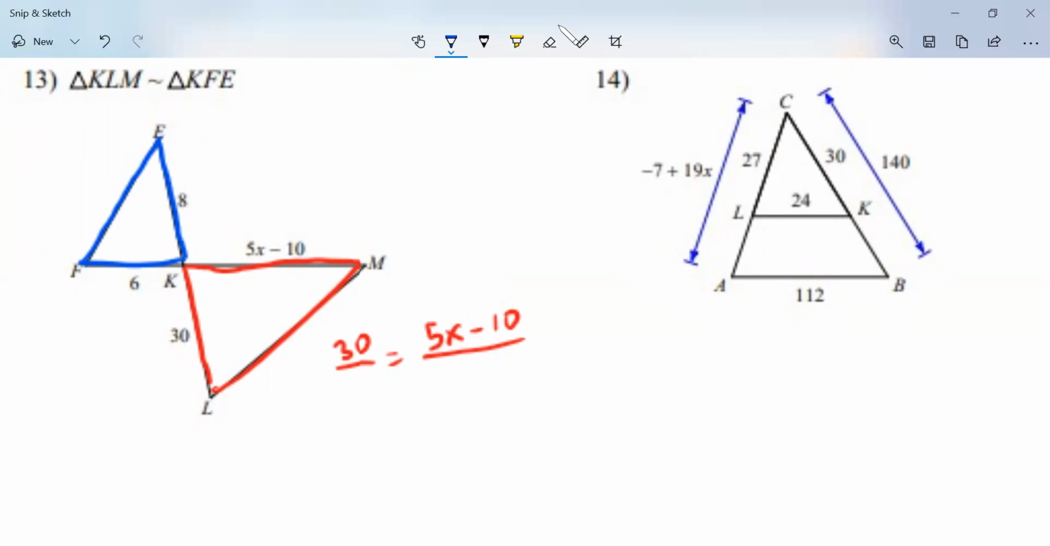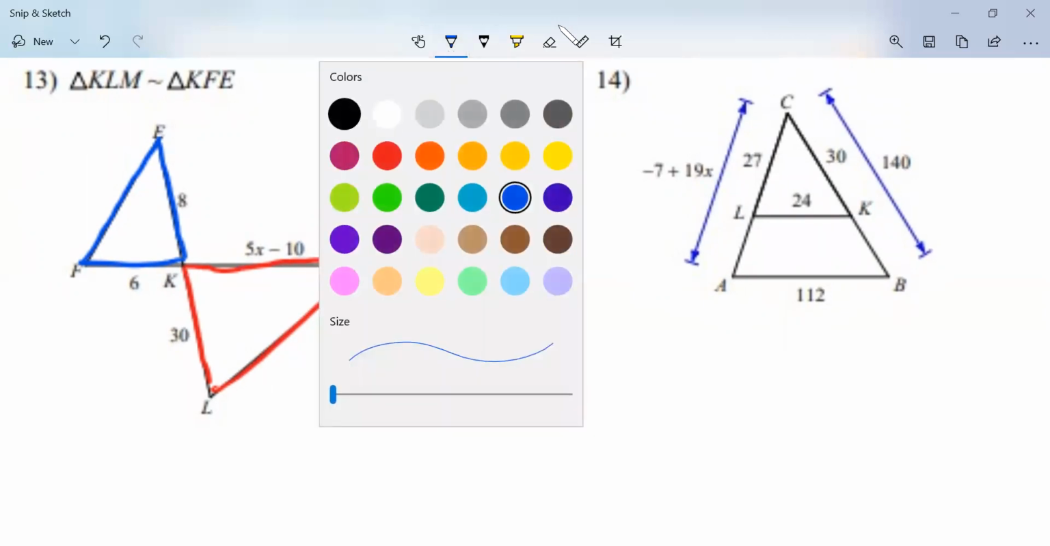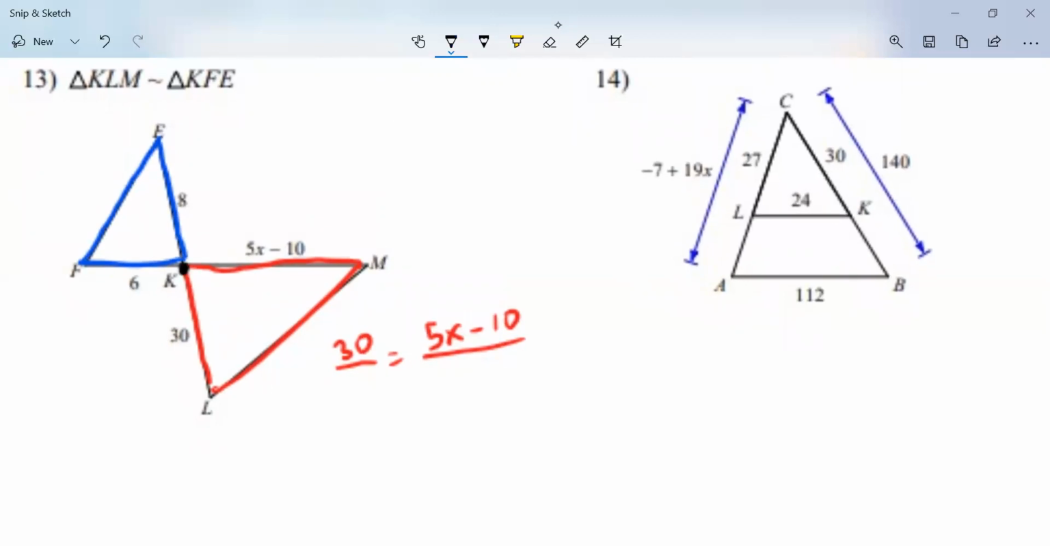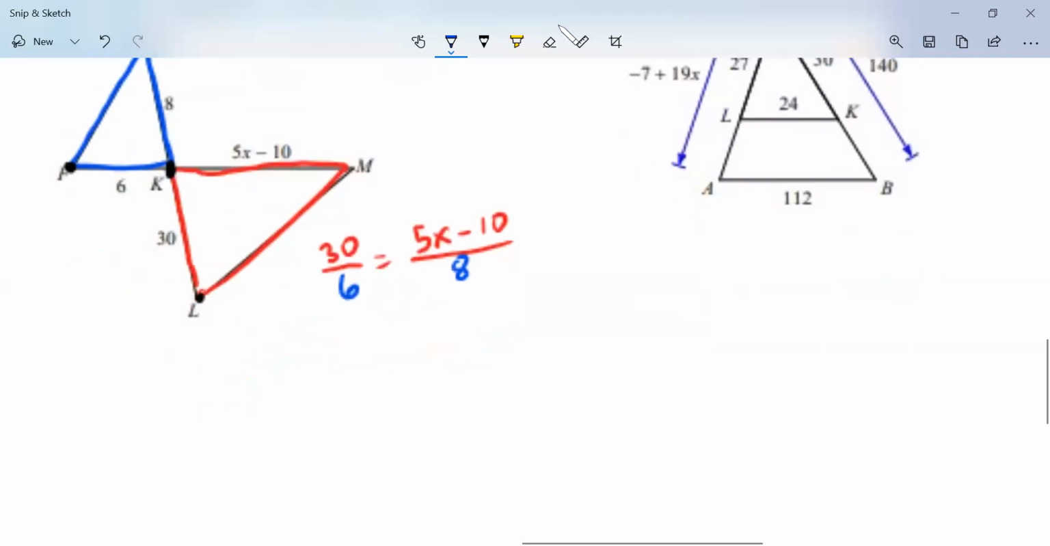If you cannot tell, I'm looking at the side 30. So notice that I'm connecting the points K and L. So I'm looking at the letters KL or LK. In this case, KL happens to be the first two letters again. The first two letters here, KL, goes with KF. Here's F. I see KF. So 30 goes with 6. And 5x minus 10 goes with 8. And I'm just going to cross multiply.